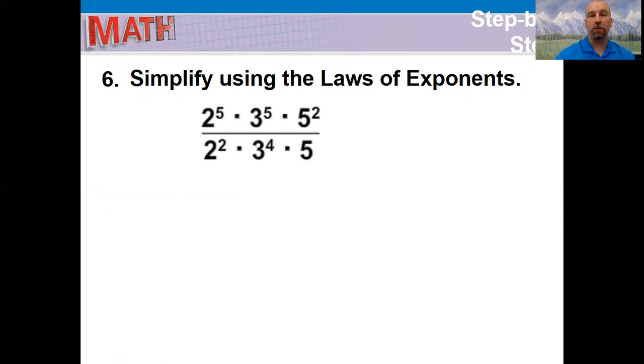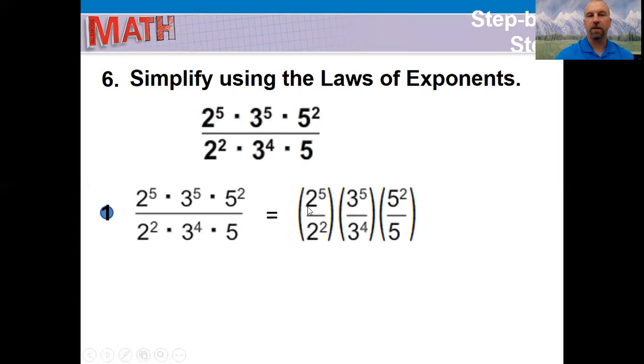Works the same if you have multiple things going on here. 2 to the 5th times 3 to the 5th times 5 to the 2nd, divided by 2 squared times 3 to the 4th times 5. Look, they're lined up so nice with those common bases. So what we're going to do is keep those bases the same. We're going to combine the 2's. We're going to combine the 3's. We're going to combine the 5's. Don't combine things that don't have common bases. So don't combine things with a base of 2 with another term with a base of 3. Just subtract. So they're grouped together, the 2's, the 3's, and the 5's.